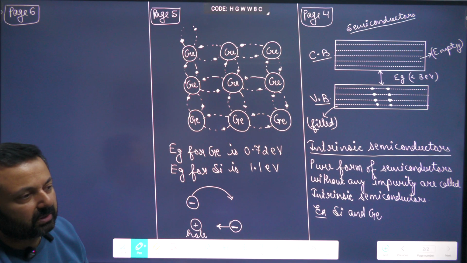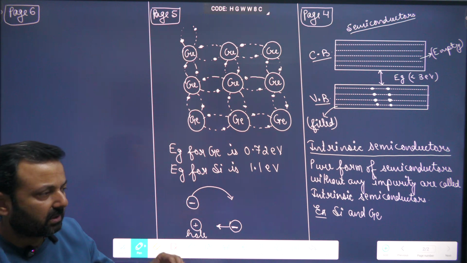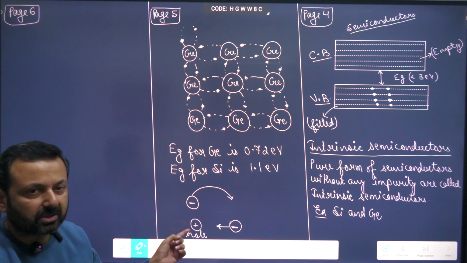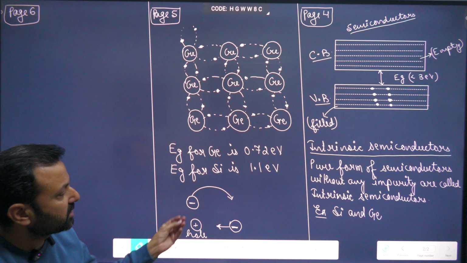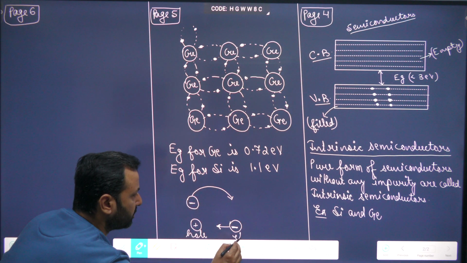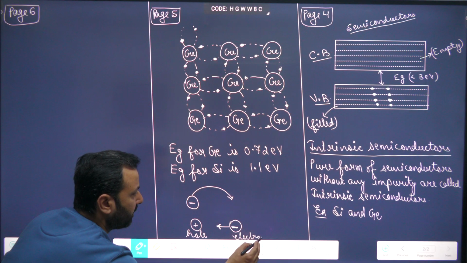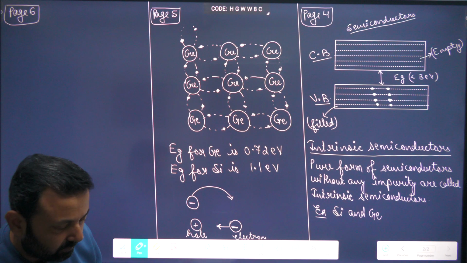Why have we termed it a hole? A hole is anything which is an empty space, and this empty space is created when an electron jumps from its place to another place. So this is hole, this is positively charged, and this is electron, this is negatively charged. All right, is this clear to you till now?